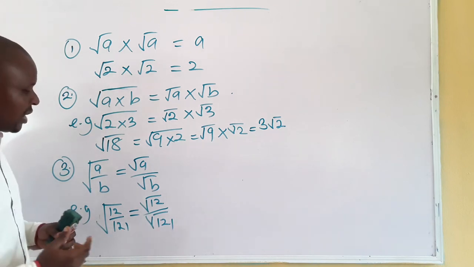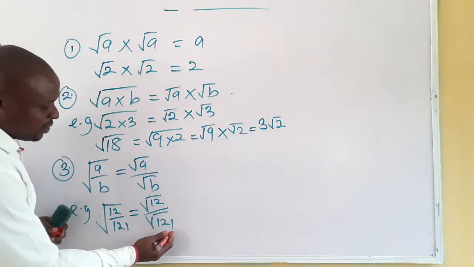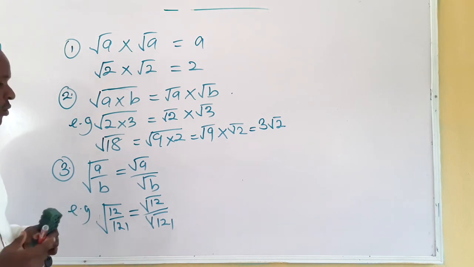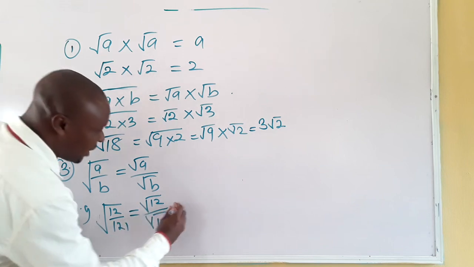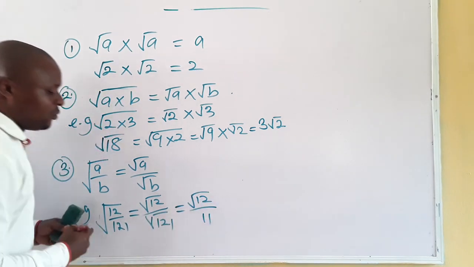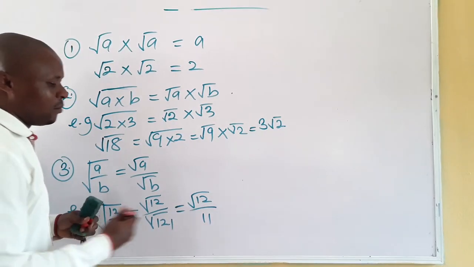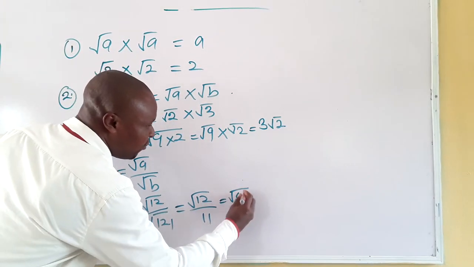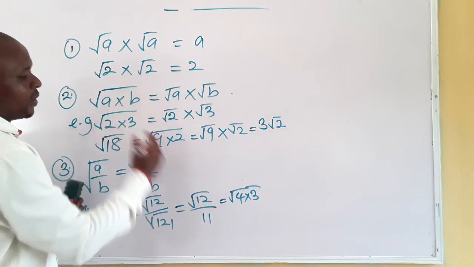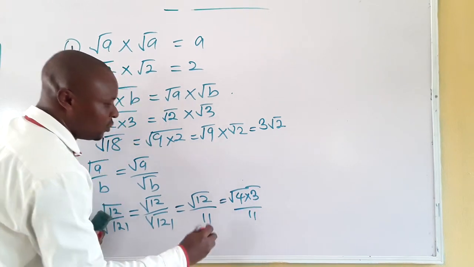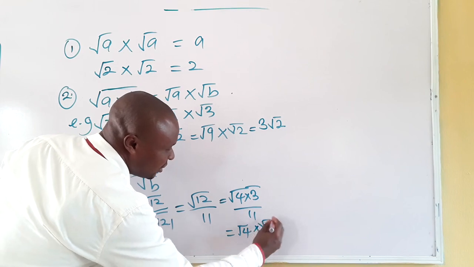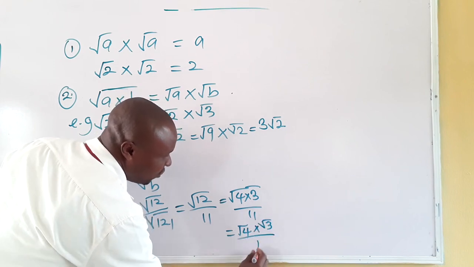Now, if you look at it critically, you can see clearly that the square root of 121 is 11, because 11 times 11 is 121. So this can simplify further as root 12 divided by 11. And of course, 12 can be broken down as 4 times 3. Then applying this law, we can split it as separate root of 4 times separate root of 3, over 11.